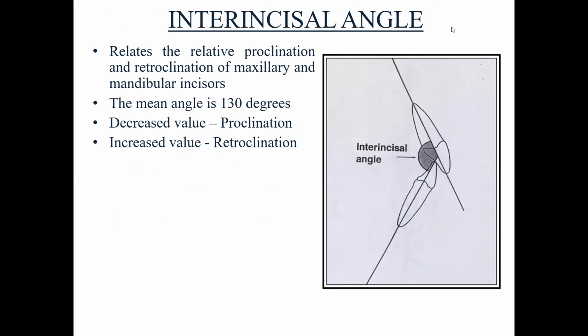Next is the interincisal angle. The interincisal angle relates the relative proclination and retroclination of the maxillary and mandibular incisors. That means it shows whether the maxillary and the mandibular incisors are proclined or retroclined relatively. It is the angle formed between the long axis of the maxillary incisor and the long axis of the mandibular incisor, and the mean value is 130 degrees. Any value lesser than this, so a decreased value, is considered as proclined incisors, and anything more than this is considered as retroclined incisors.